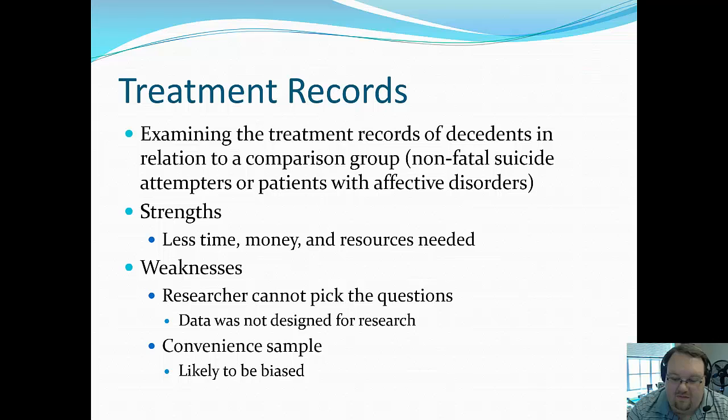And it's a convenient sample. You're not randomly selecting people. So it's more likely to be biased than the other methods we've talked about.